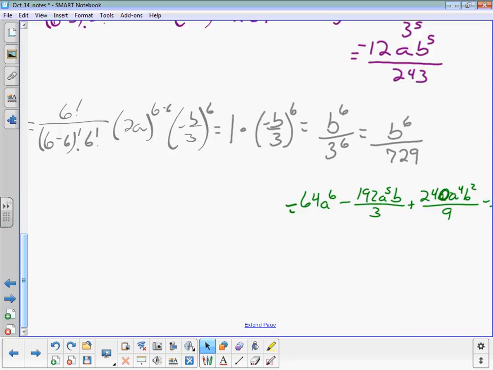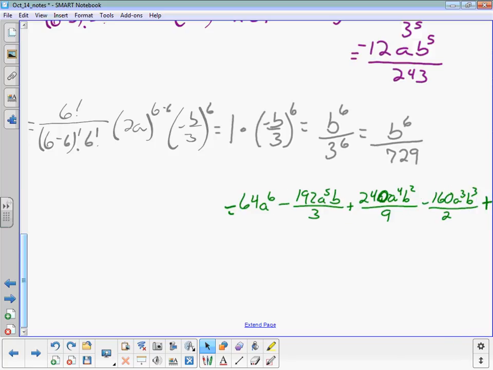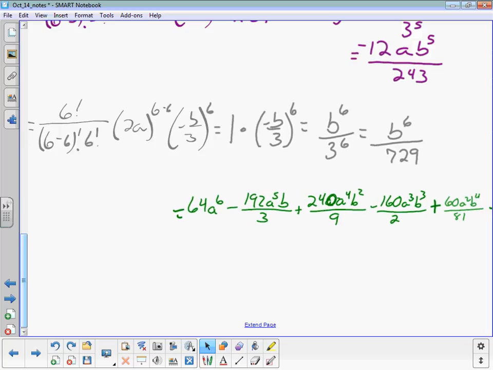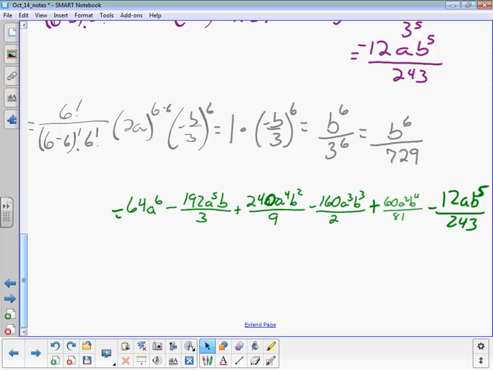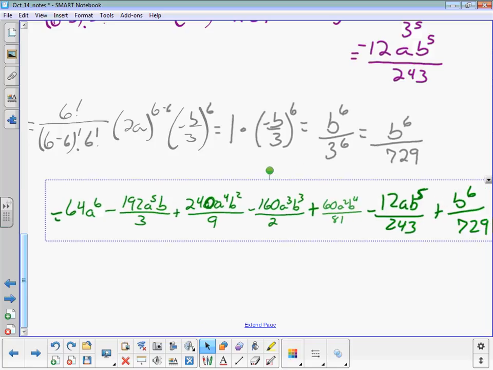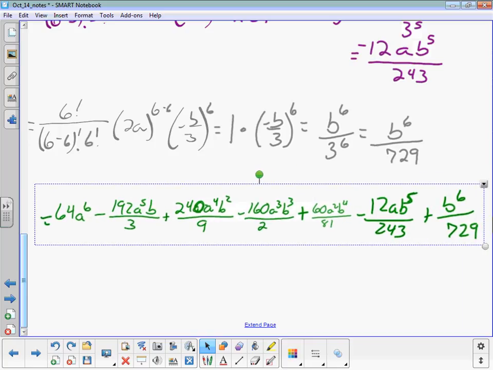Add to that the 248 to the fourth b squared over 9. Subtract from that the 160a cubed b cubed over 2. Add to that the 60a squared b to the fourth over 81. Subtract from that the 12ab to the fifth over 243, our k is 5 value. And then bring in the last one, b to the sixth over 72.